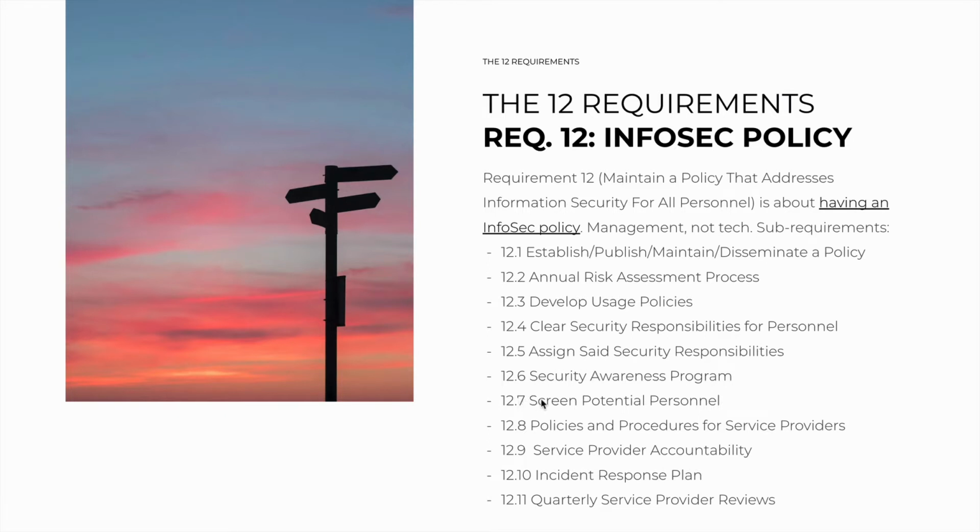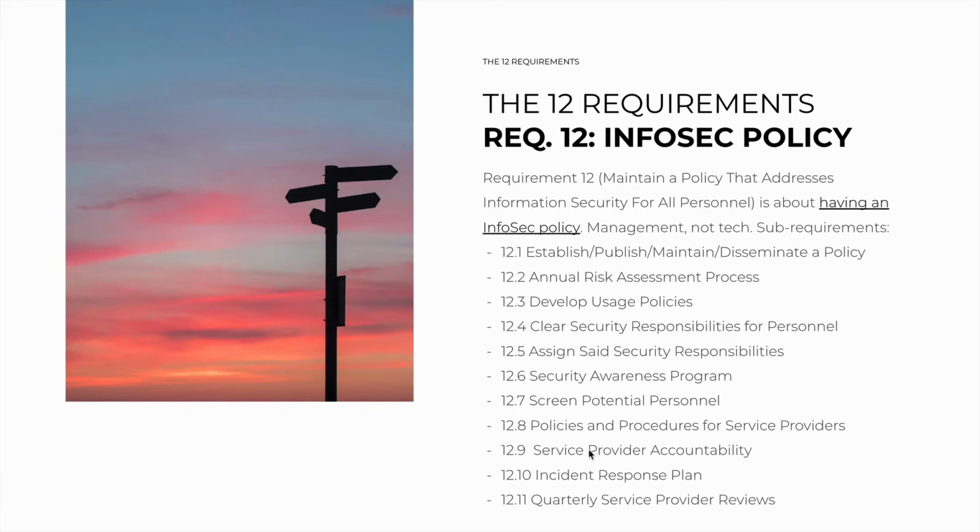12.7 is about screening potential personnel before hiring them. Don't let people into your organization without background checks, reference checks, or others. 12.8 is about your service providers, third parties that you contract with. You must have a process for their selection, a list of authorized providers, and you must obtain a confirmation from each that they will safeguard card data. And if they don't give it to you, something is wrong here.